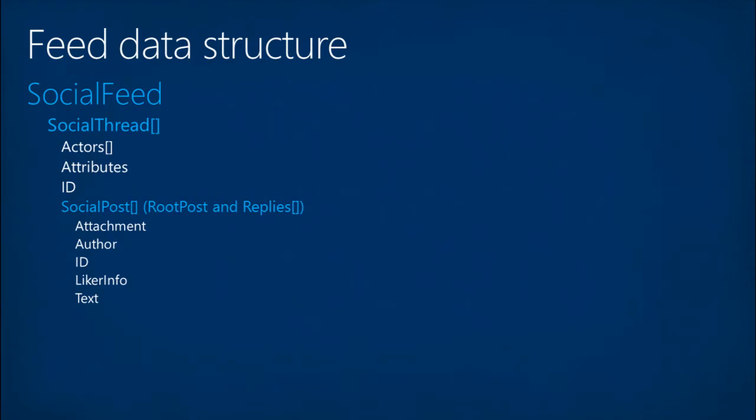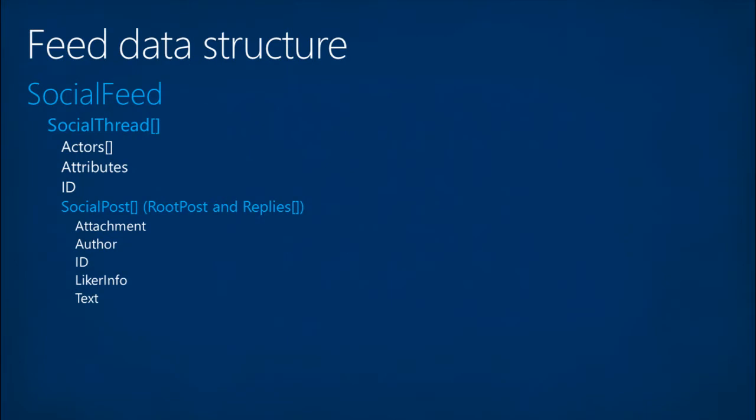All threads have attributes, and all threads have an ID. You can use that ID to go back and reply to that thread or get the full thread. And then, obviously, a social thread contains a root post and a collection of replies. These post objects may contain attachments, and attachments include document previews, video previews, and images.